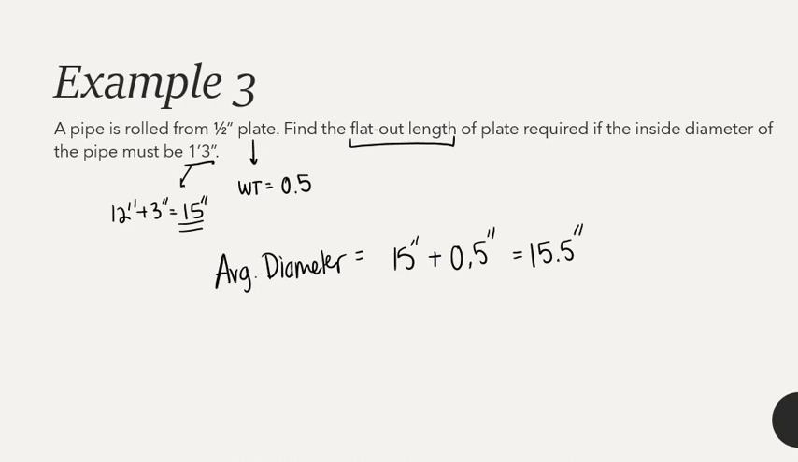Here they just want the flat out length, so I'm finding the circumference in disguise. I take that average diameter and multiply it by pi, and I'll get my flat out length. Bear with me, I'm actually using my calculator because I didn't write it down. We get about 48.67 inches. Nope, it's a length, not square inches. There we go.